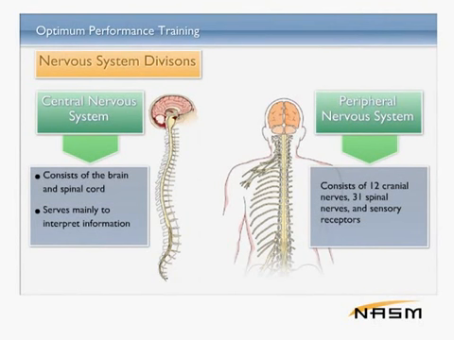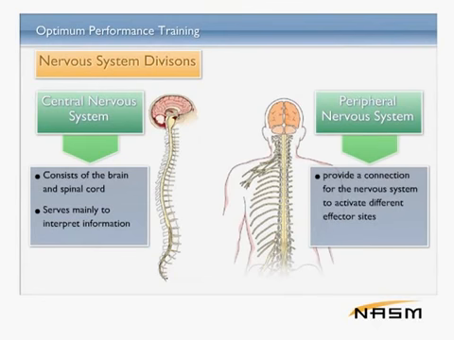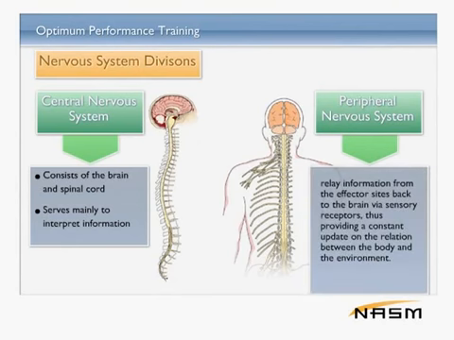These peripheral nerves serve two main functions. First, they provide a connection for the nervous system to activate different effector sites such as muscles, or motor function. Second, peripheral nerves relay information from the effector sites back to the brain via sensory receptors, the sensory function, thus providing a constant update on the relation between the body and the environment.